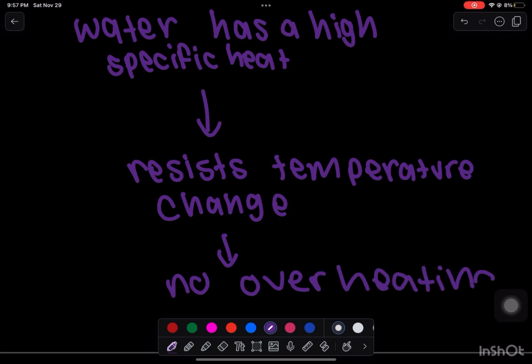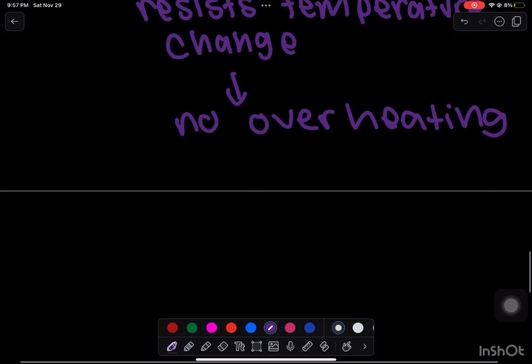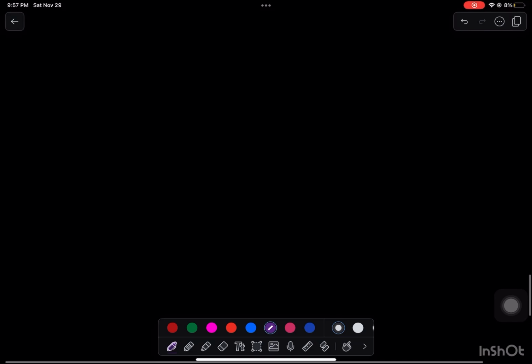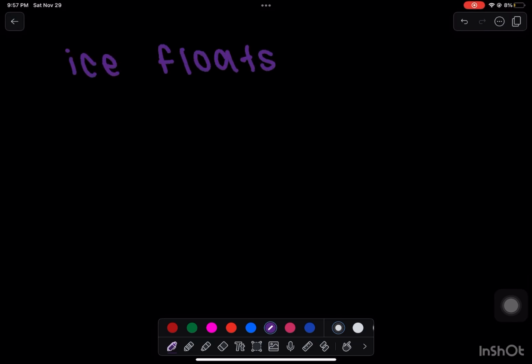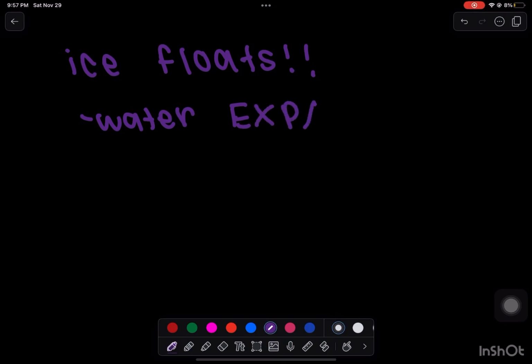And like I said before about the sweat, it's making sure that there's no overheating in your own body. Third of all is ice. When water freezes, the hydrogen bonds lock water molecules together into a structure that spreads them out. This makes sure that ice is less dense than liquid water.